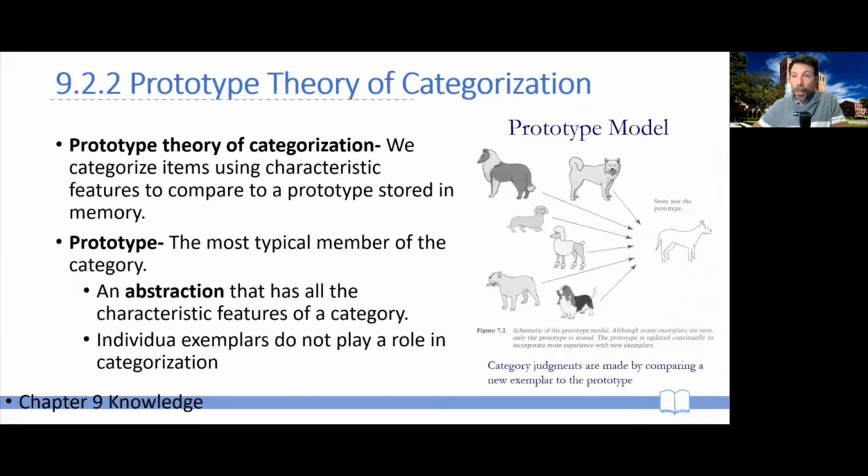And so in order to explain these effects, whereby we seem to systematically believe that some exemplars are good members of a category or more representative, more typical members of a category, whereas others aren't, a different theory was proposed, referred to as the prototype theory of categorization.